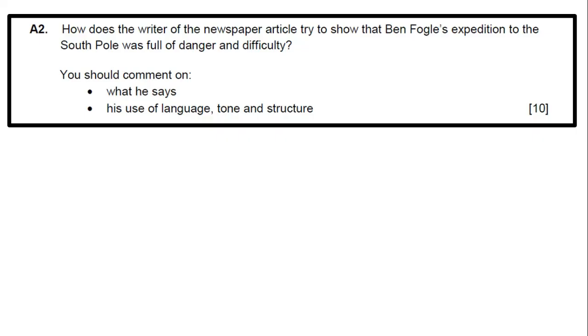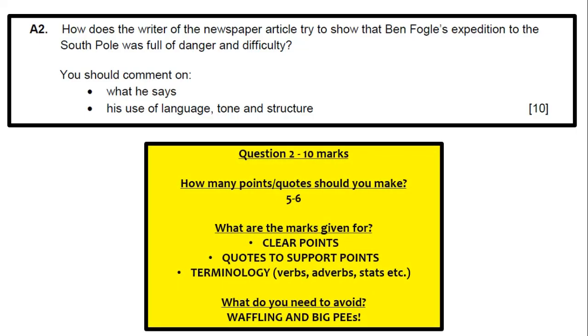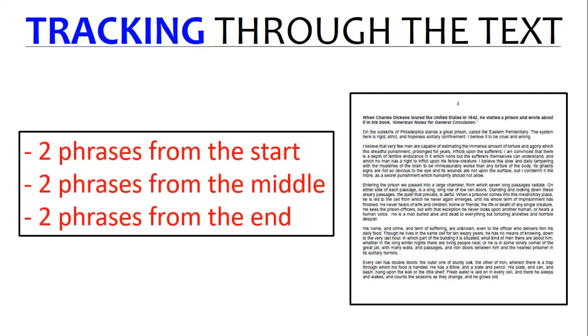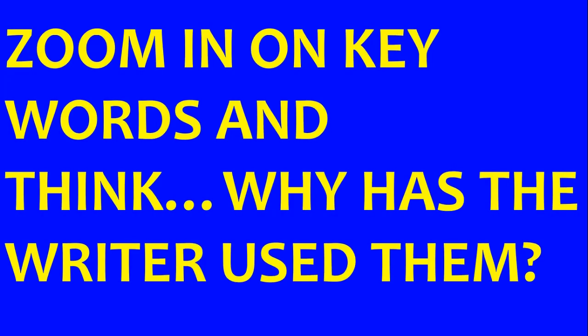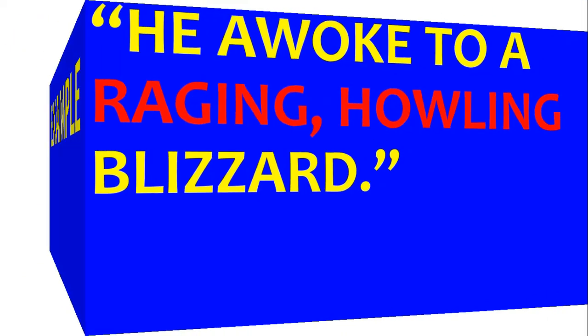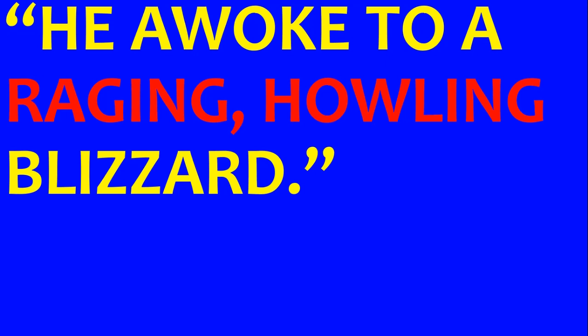Question 2, how does the writer do something? So this is looking at the language techniques and what influence the writer has. This question is how does the writer make this trip seem dangerous and difficult, okay? Track through the text. If we're looking for 6 PEs, 6 quotes, pick 2 from the start, 2 from the middle to the end, so it makes sure the examiner knows you've read the whole thing. Okay, you zoom in on keywords and think to yourself, why has the writer used them? So again, we're looking for 5 paragraphs, okay, 5 PEs.